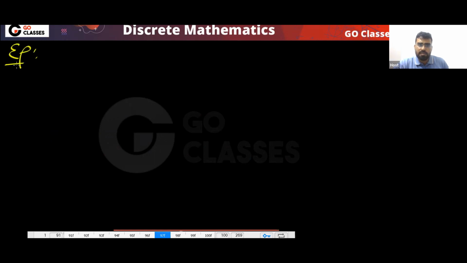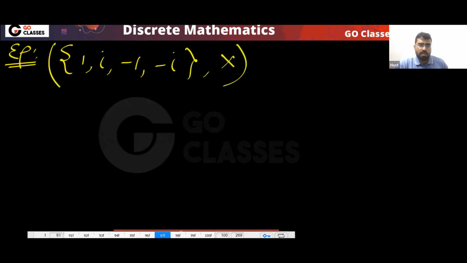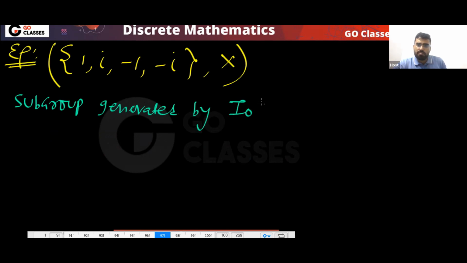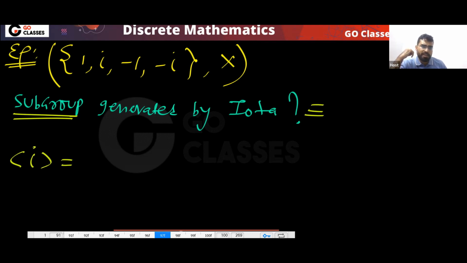Let's take another example. For example, take this: 1, iota, minus 1, minus iota, under multiplication. Give the subgroup generated by iota. What is the subgroup generated by iota? Remember the definition. It simply means I am asking for the subgroup that contains iota.